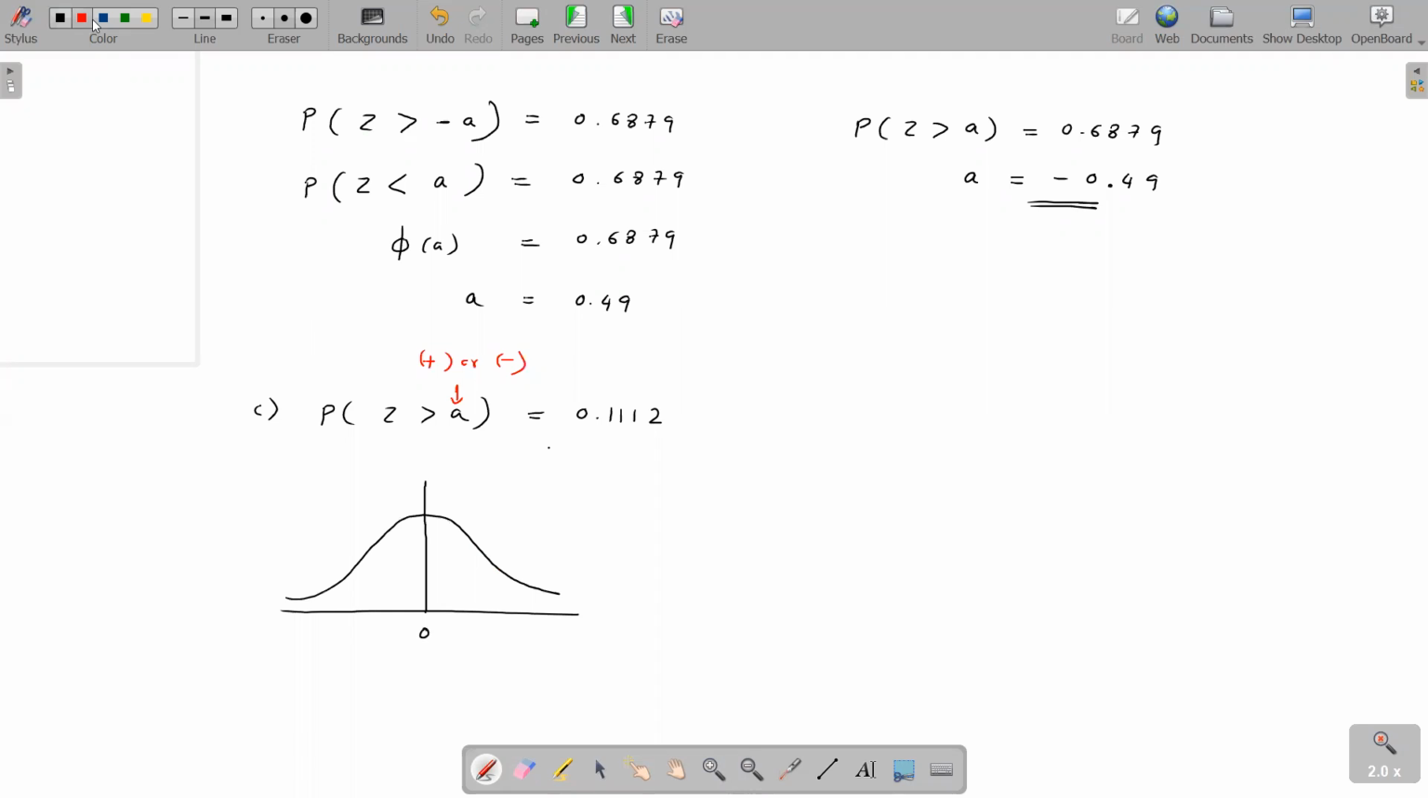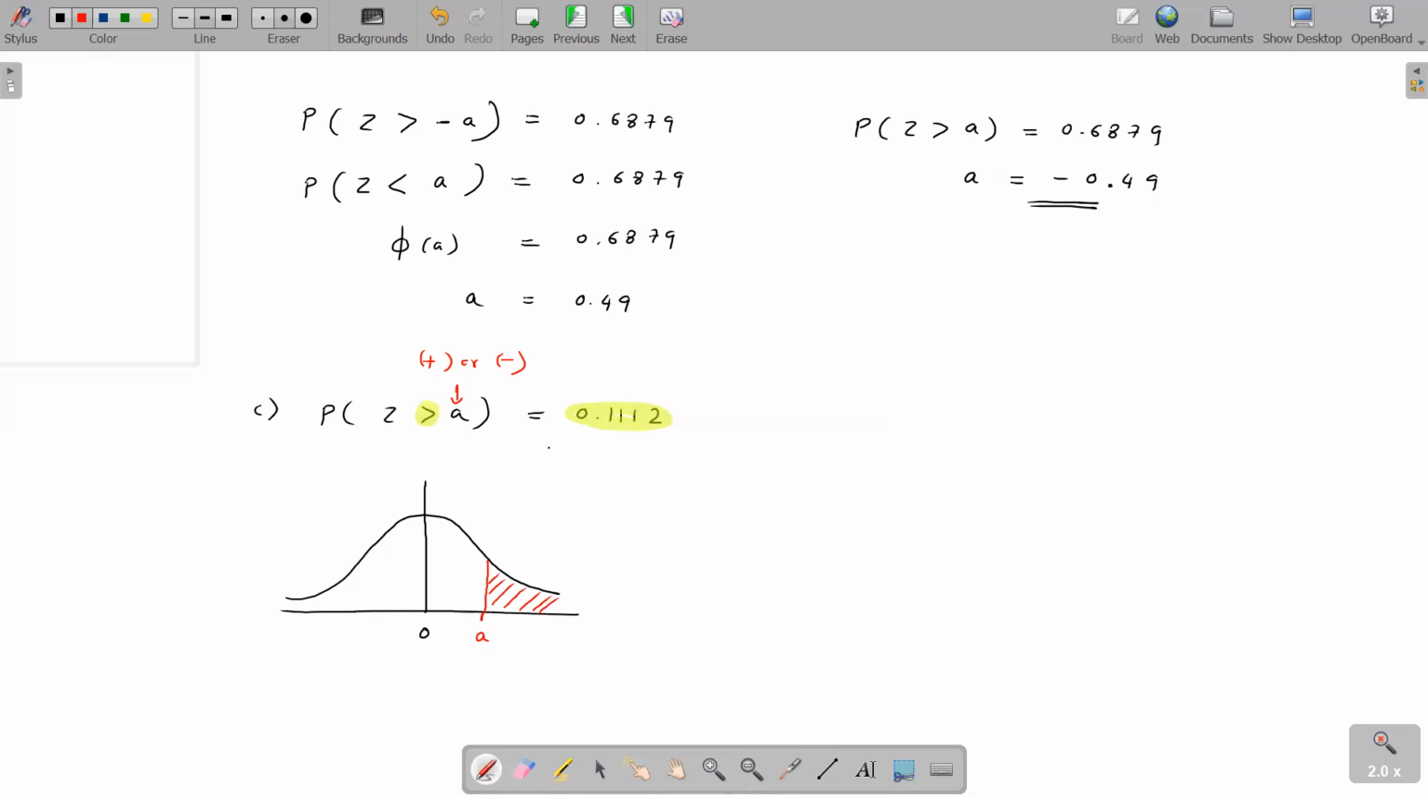So I'll first try A with positive. As I told you, you have to check two things: the direction of the inequality and whether the probability is more than half or less than half. Looking at this probability, 0.1, you can see it's smaller than 0.5, which means you are only supposed to be shading a small part of the graph. It doesn't exceed half of the graph. Z greater than A means you're supposed to shade to the right side, the greater than side.